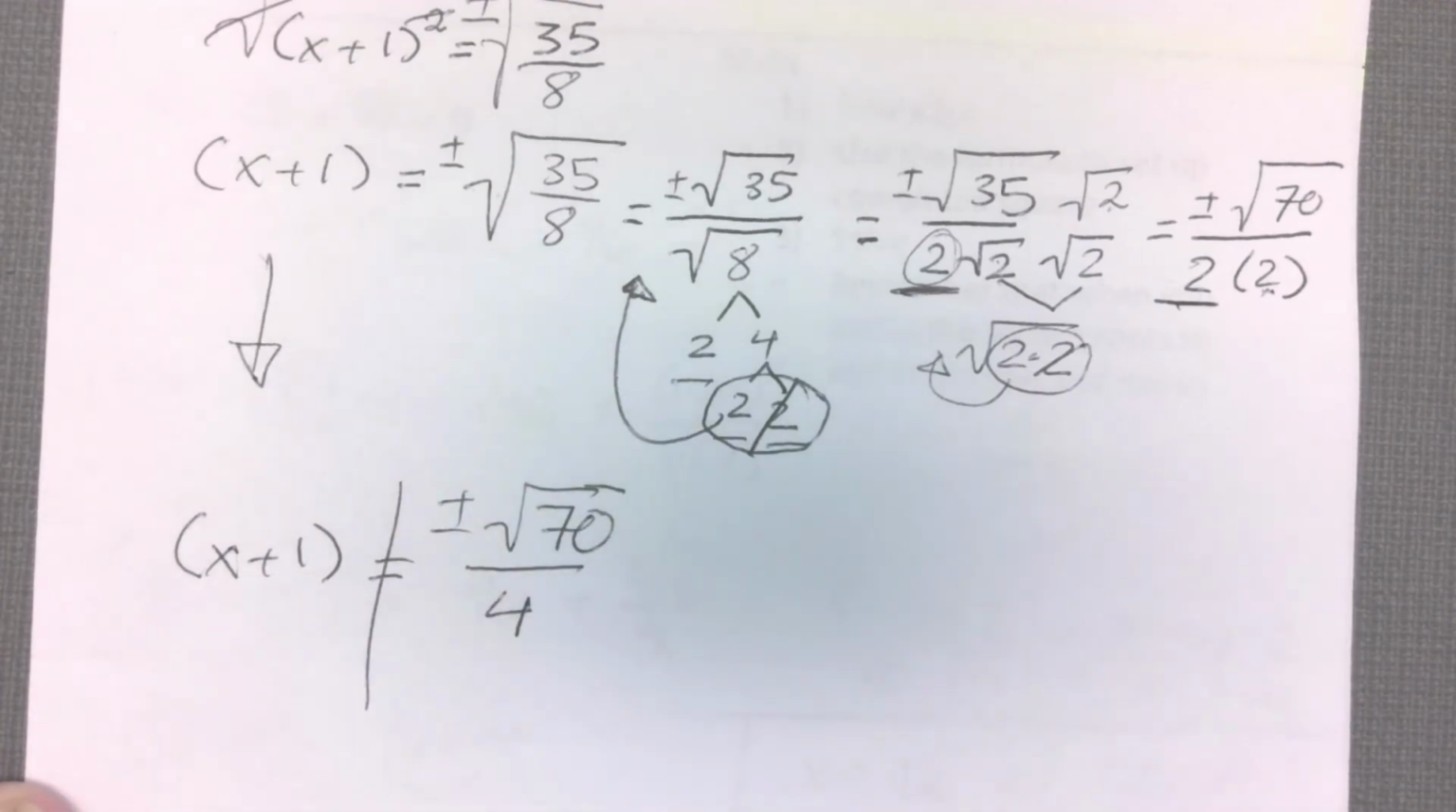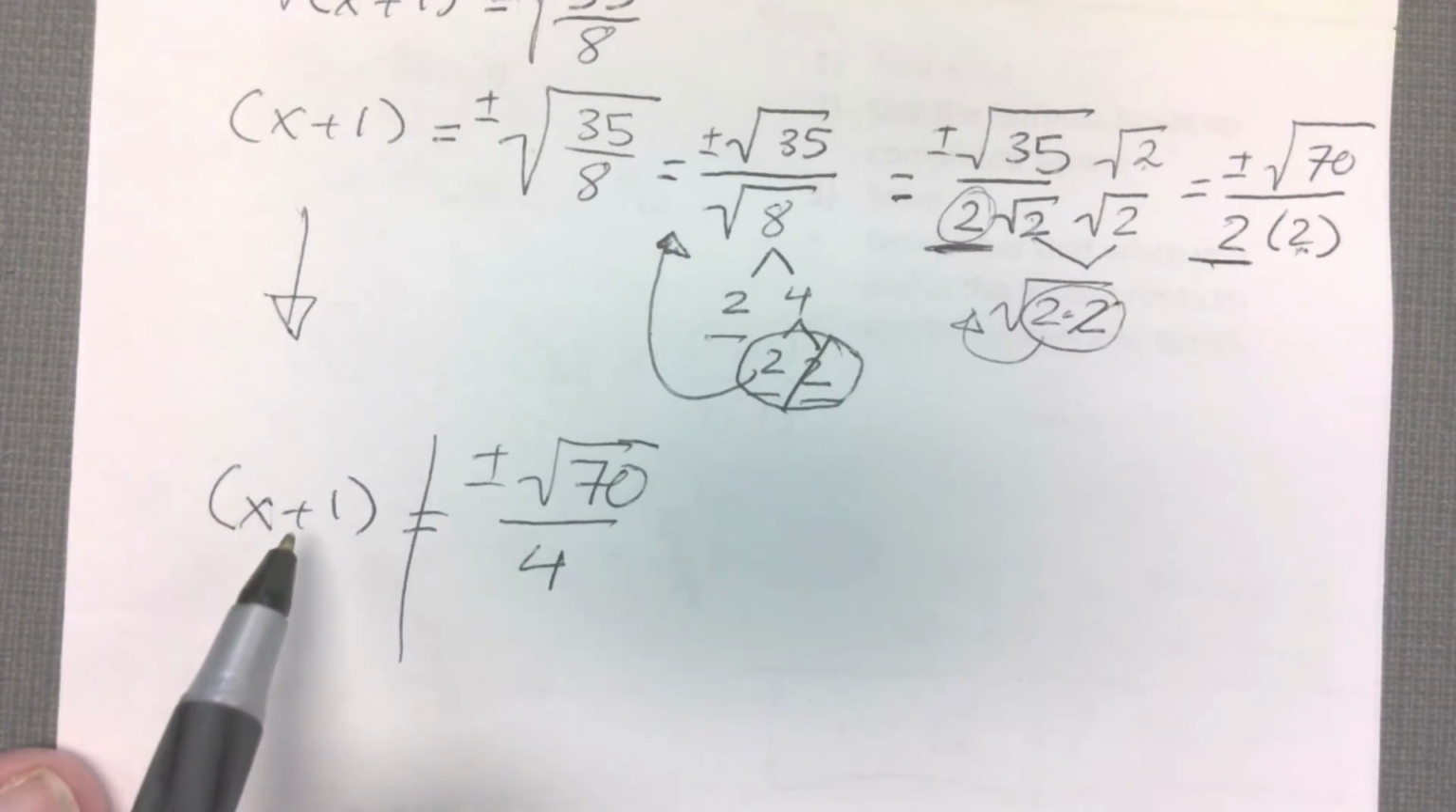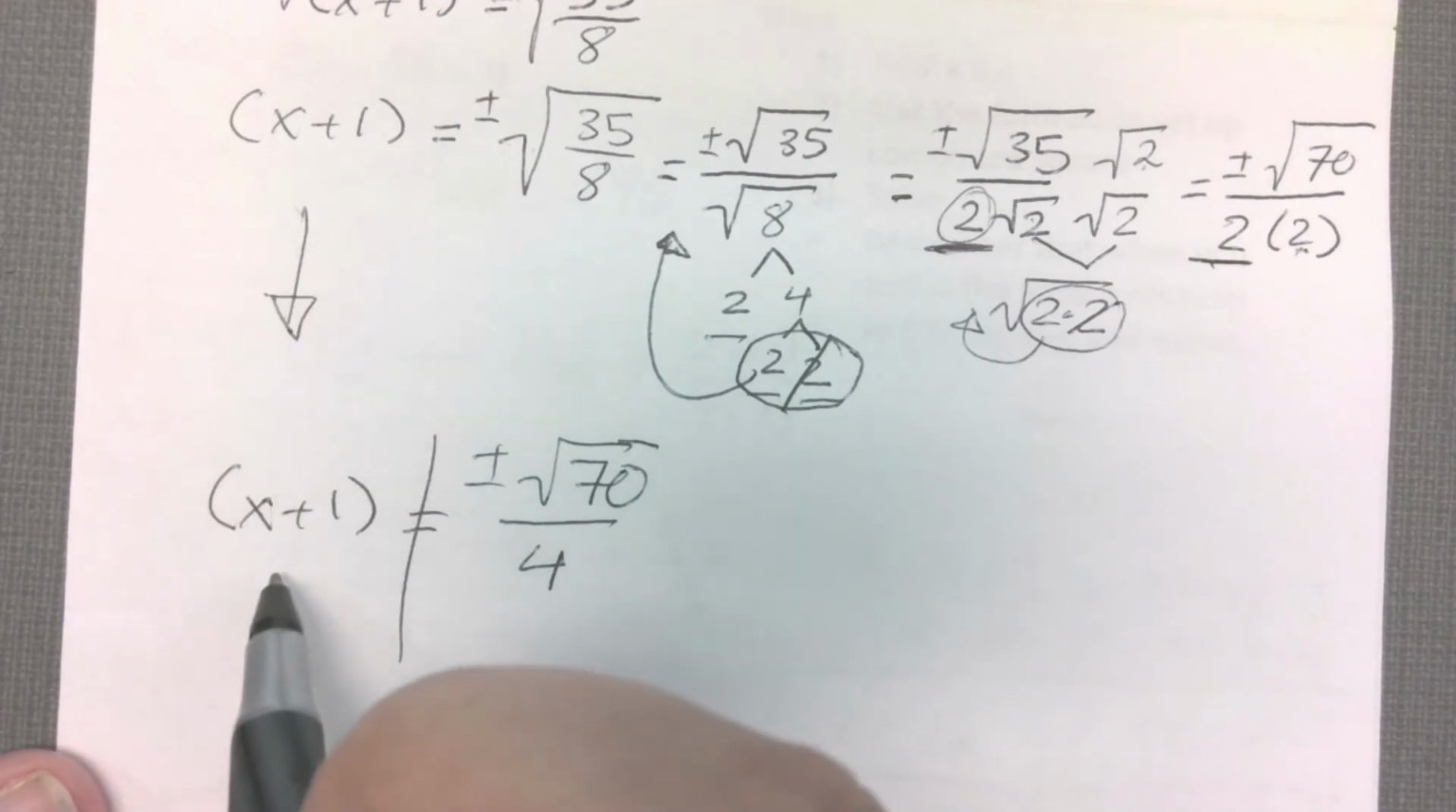I want that x by itself. What do I need to do? How do I get that 1 moved? Add, subtract, multiply, or divide? Subtract 1.